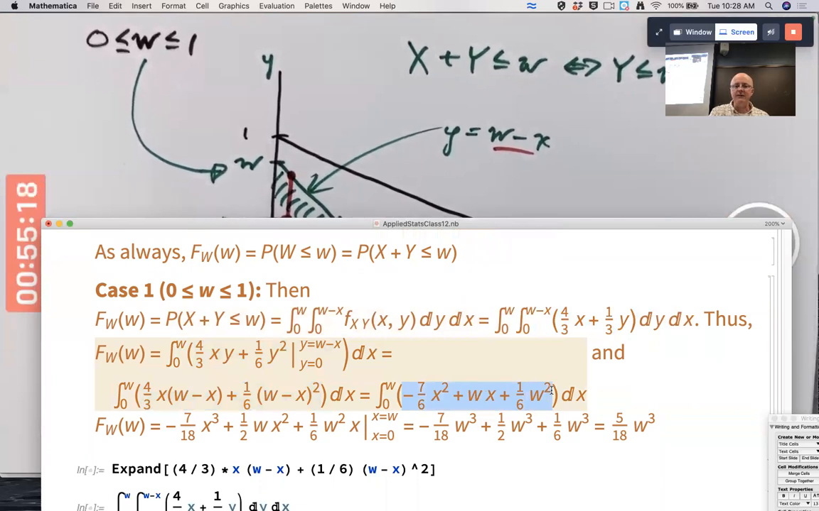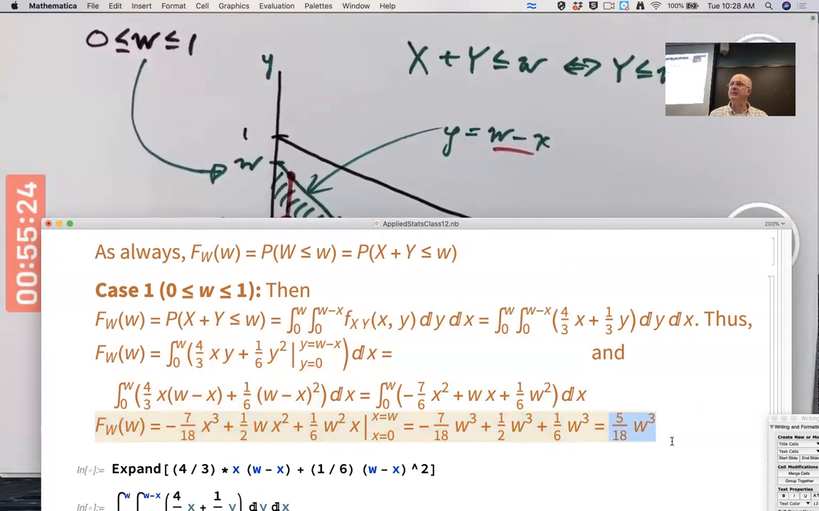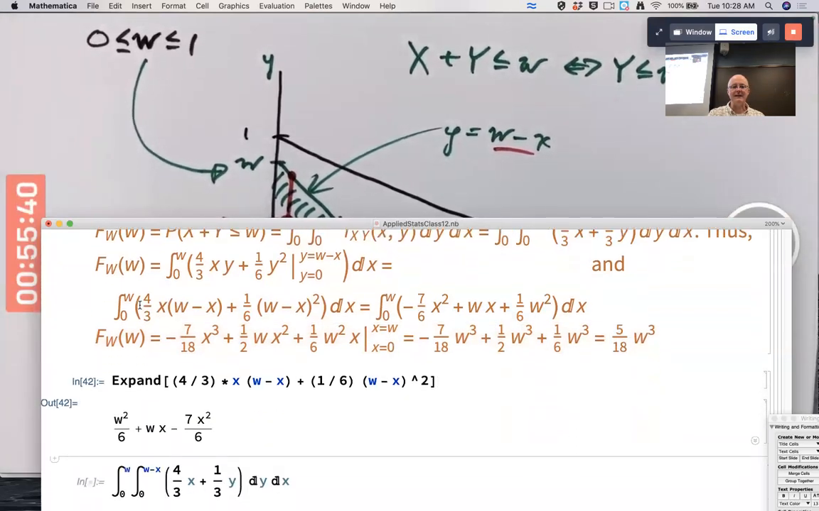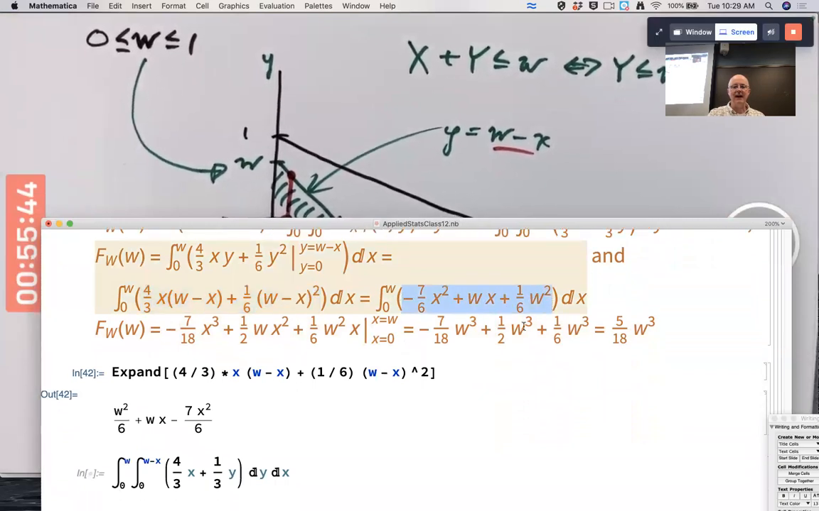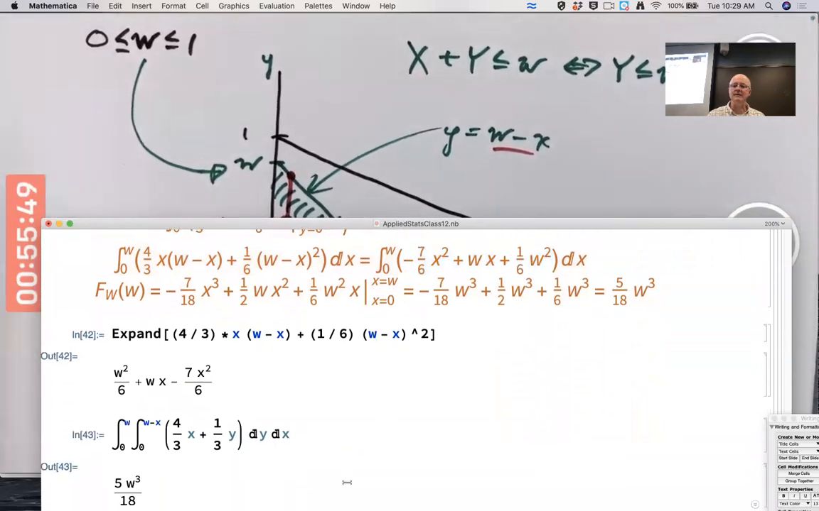And then integrate that from 0 to W. And here's the final answer in simplified form. It's fairly simple. When W is between 0 and 1. W is between 1 and 2, it's not so simple. We'll come to that. Here I had Mathematica confirm calculations for me, like expanding this thing here to get this thing, and confirming the integral does give you, in the end, 5/18 W cubed.